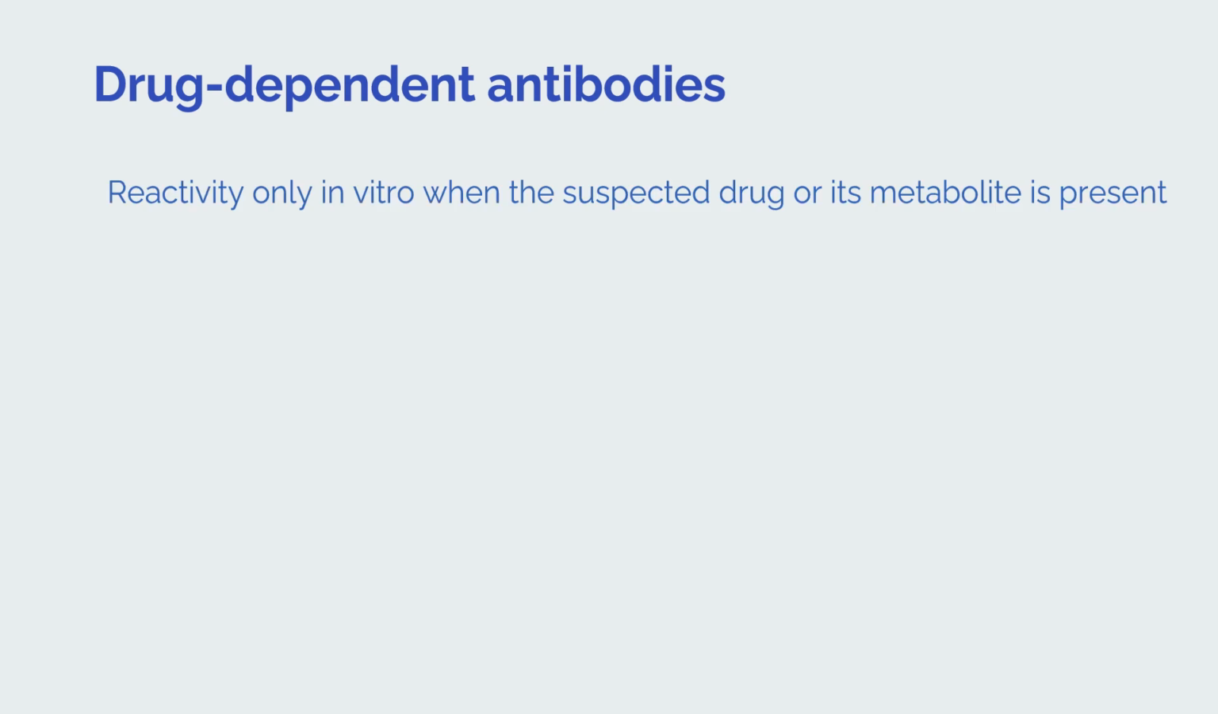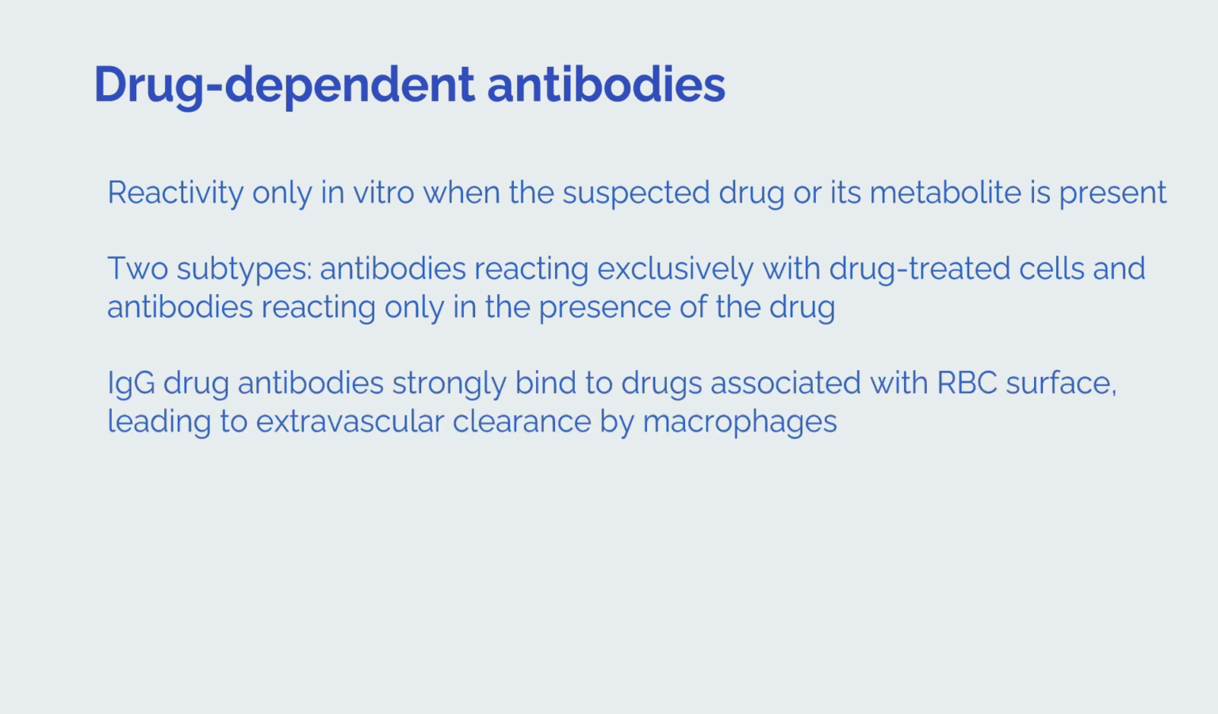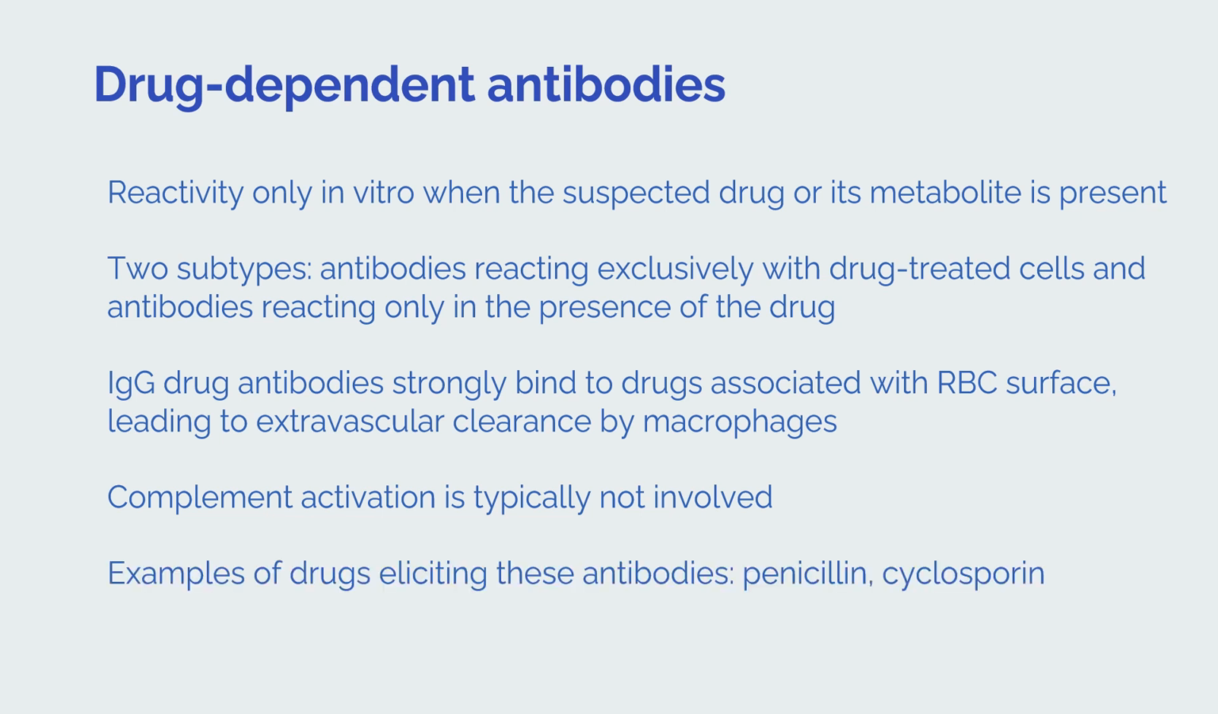Drug-dependent antibodies are reactive only in vitro when the suspected drug or its metabolite is present. There are two subtypes, antibodies that react exclusively with drug-treated cells and antibodies that react only in the presence of the drug. The former are IgG drug antibodies that bind to drugs strongly associated with the surface of RBCs, leading to extravascular clearance by macrophages in the spleen. Complement activation is typically not involved.